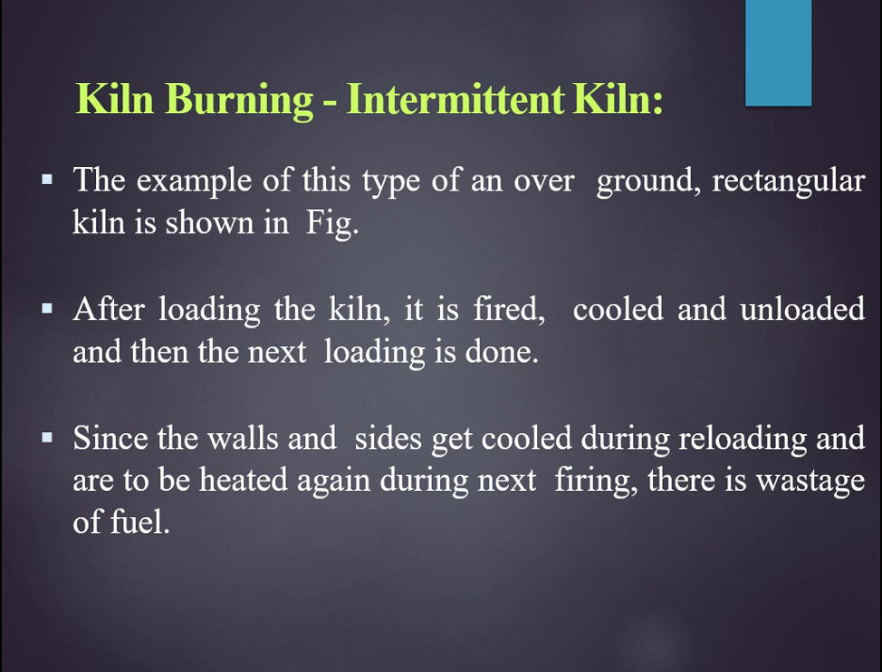When the process of burning bricks is continuous, you call the kiln a continuous kiln. The best examples are the Bull Trench and Hoffman kiln. On the other hand, if the process of burning bricks is discontinuous, you call it an intermittent kiln. So now I think you have understood that kiln burning is of two types, intermittent and continuous. Intermittent means the operations of burning are not continuous, they are discontinuous.